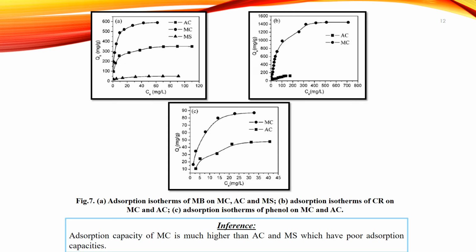And the adsorbents that were being used were carbon capsules encapsulated with Fe3O4, conventionally available activated carbon, and silicon oxide encapsulated with Fe3O4. And as can be observed from figure number 7, the mesoporous carbon capsule illustrated the maximum absorption capacity in all the three dyes, indicating that it has higher absorption capacity compared to the other adsorbents.